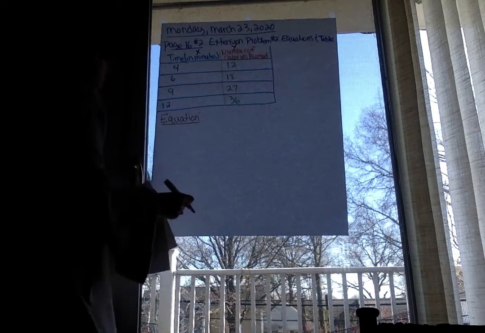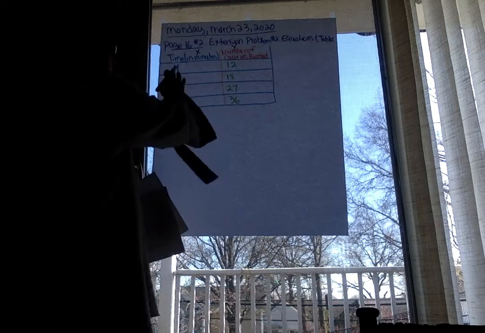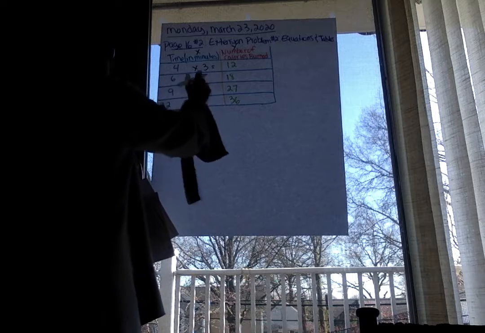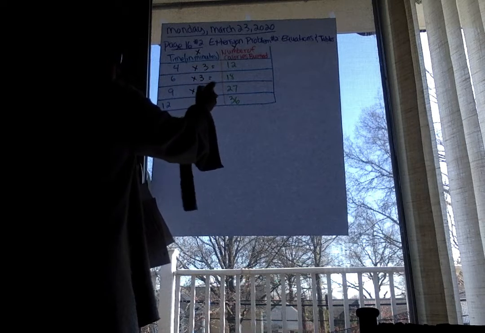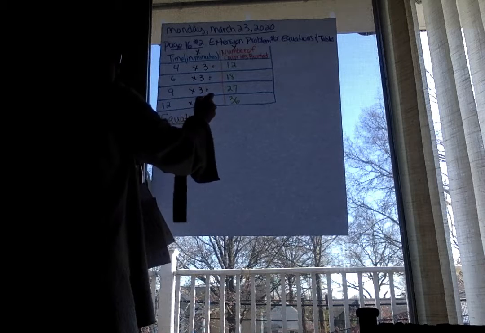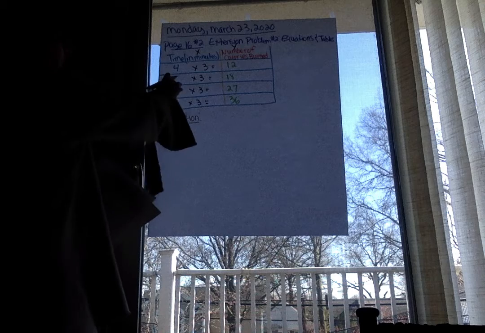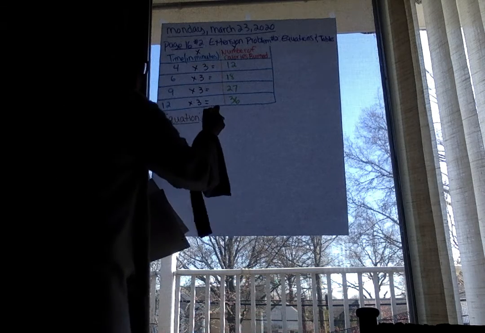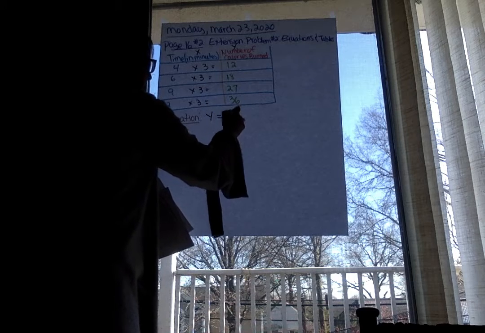So the first thing I need to figure out is how do I get from 4 to 12? From 4 to 12 I have to multiply by 3. 6 times 3 gives me 18. 9 times 3 gives me 27. And 12 times 3 equals 36. So I know that I have to take the X and multiply it by 3 in order to get the Y. So Y, which is the number of calories burned, is equal to 3X.